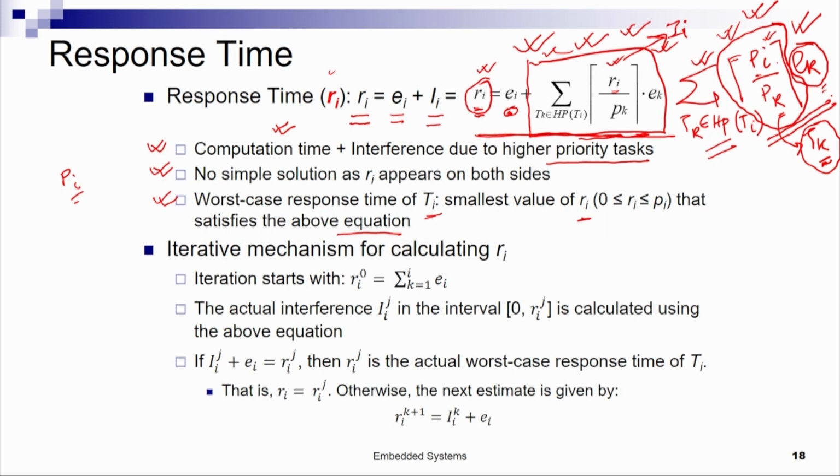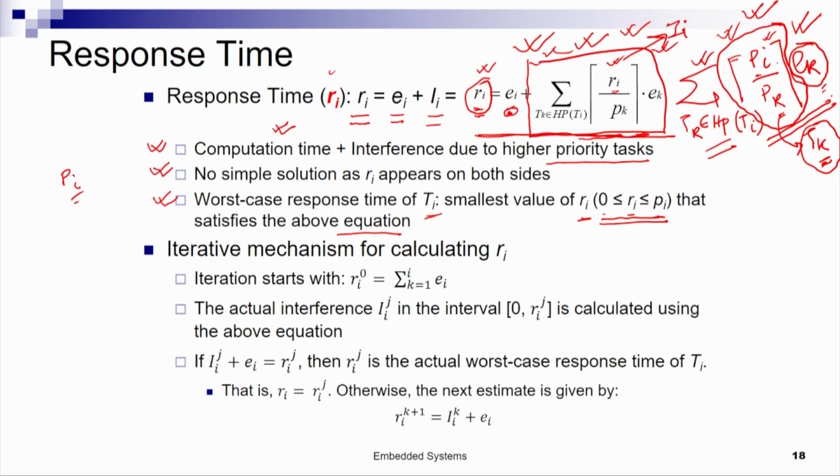So, how do we calculate the smallest value of R_i? Obviously, R_i will be something within this interval. R_i will be greater than 0 and less than or equal to P_i. Beyond P_i, we do not need to calculate anything, because the period or deadline is violated. We are considering here implicit deadline tasks, where the deadline of the task is equal to its period. So, R_i is something between 0 and P_i, and we need to find the smallest value of R_i within this interval.